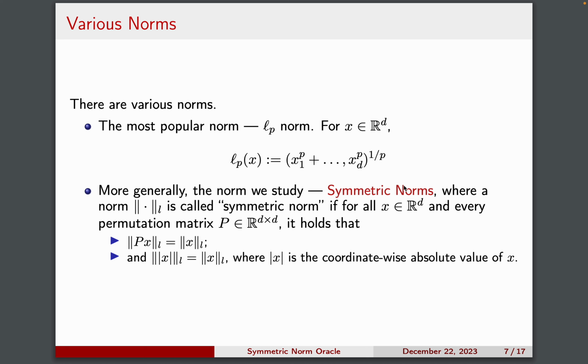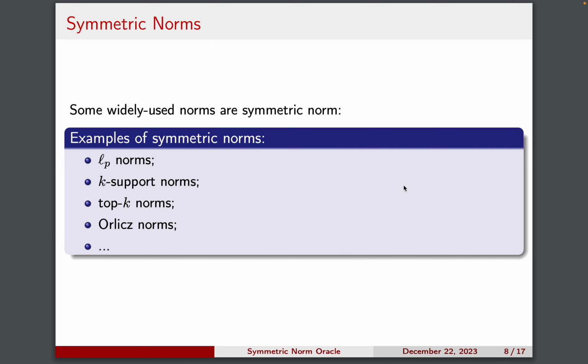There are different metrics for the distances. The most popular is the LP norm. In this work, we study a more general class of norms, called symmetric norms, where a norm is called symmetric if it is the same under sign flips and permutations of the entries. Most widely used norms are symmetric norms, for example the LP norms, K-support norms, top K norms, and Orlicz norms.